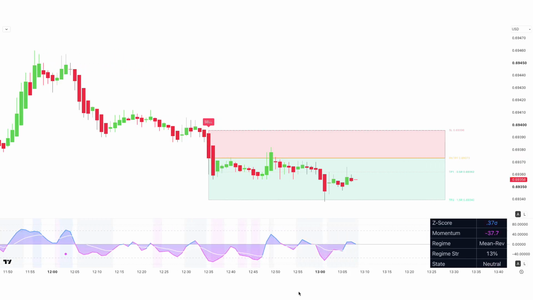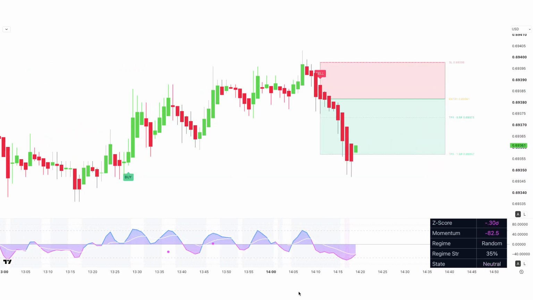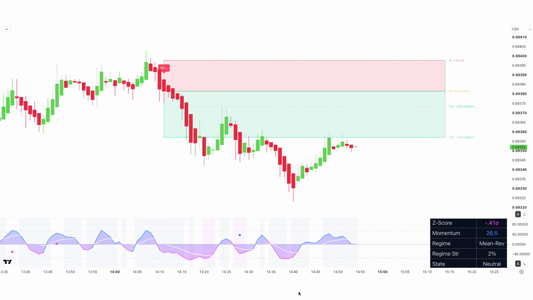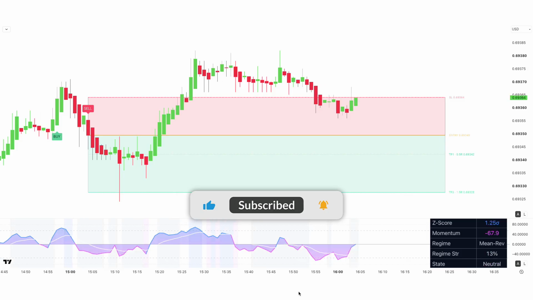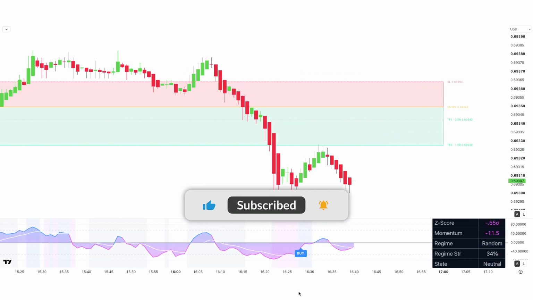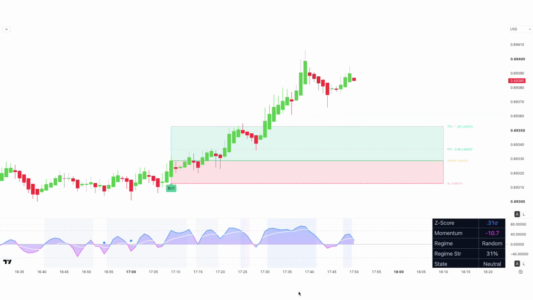Before using this setup with real money, spend time practicing on historical charts or in a demo account. Test the rules, review your entries, and focus on building confidence through experience. The more you practice, the easier it becomes to recognize quality opportunities and avoid emotional decisions.